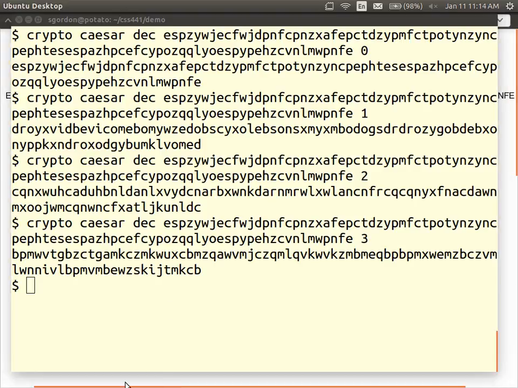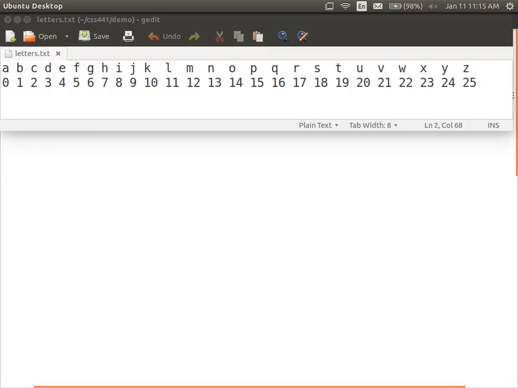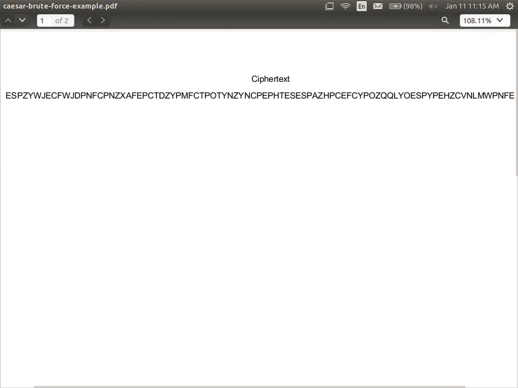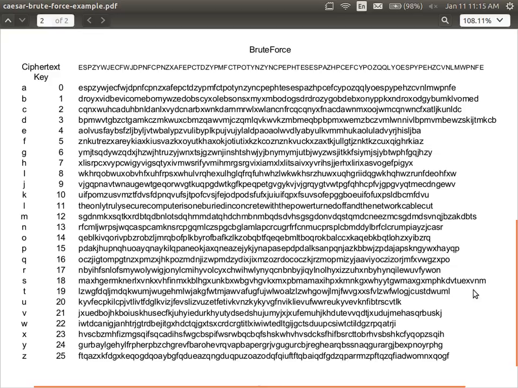Here they are. They're the 26 possible plaintext messages. Hard to read, I know, but with key 0 or A, I got this. With key 1, I got DROY. 26 possible plaintext messages. Which one's the correct key?